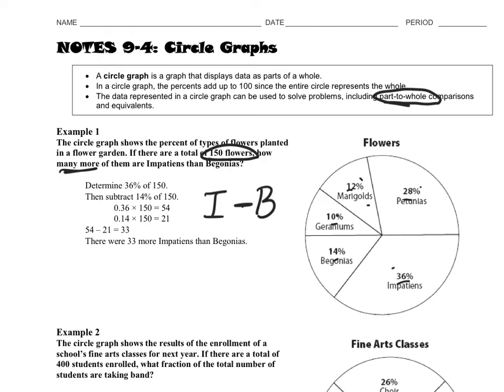So how do we find these individual things? We can do it by doing a percent proportion. That's a simple one. Or, for example, we're finding the difference between impatiens and begonias. Impatiens is 36%. I don't know what 36% of 150 is off the top of my head, but I can multiply 150 times 0.36, and that's going to give me how many flowers are impatiens. So go ahead and do that for me. 150 times 0.36.